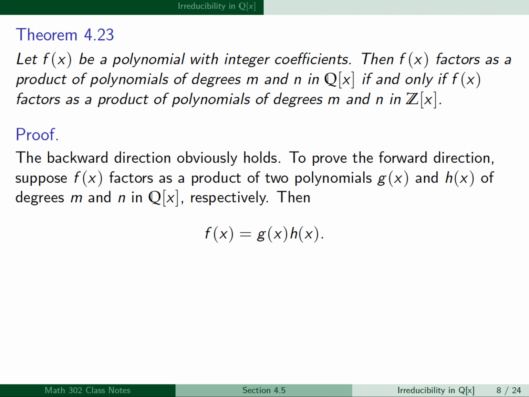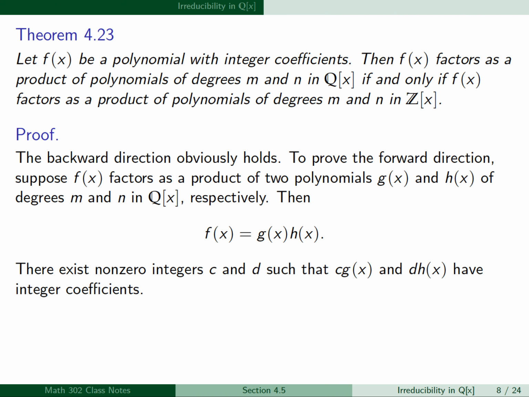Then f(x) is equal to g(x) times h(x). And there exist non-zero integers c and d such that c times g(x) and d times h(x) have integer coefficients. Let's just choose the least common denominator of the coefficients in g(x) for c and the least common denominator of the coefficients in h(x) for d. Then cd times f(x) will be the product c times g(x) times d times h(x). And this is a factorization in Z[x]. Each of the polynomials there has integer coefficients.